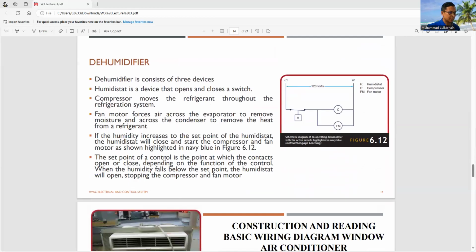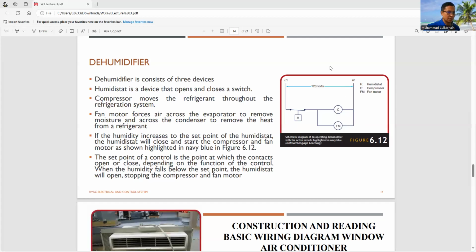So the humidifier consists of three devices. Humidistat is a device that opens and closes a switch. So in this case, the humidistat is a switch, a sensor to read the condition of the surrounding humidity level. Once the reading meets the setting, the switch will be closed, and then it will operate the compressor and then the fan together.